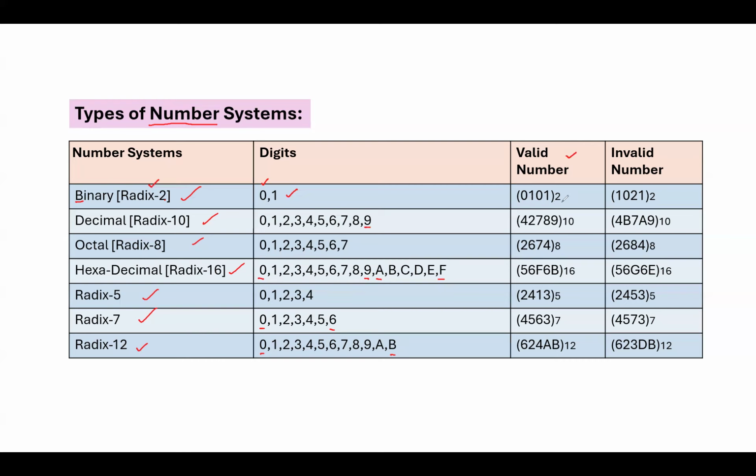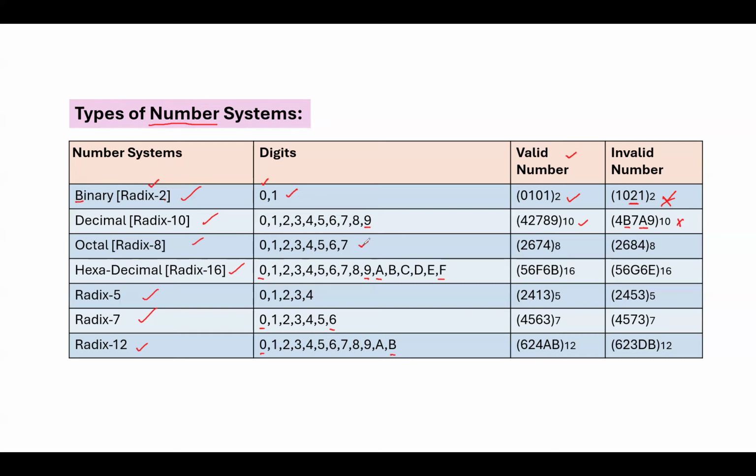Here the binary number can be represented as 0101 with base 2. This is a valid number. Suppose you take the binary number as 1021 with base 2, this is an invalid representation because 2 is not a binary digit. That's why it is invalid. This is correct, this is wrong. Similarly, for the decimal number system, each digit in the given number should lie only between 0 to 9 with base 10. So this is a valid number. Here B and A are also there, so this is not a valid number because alphabetic letters are in this number with base 10.